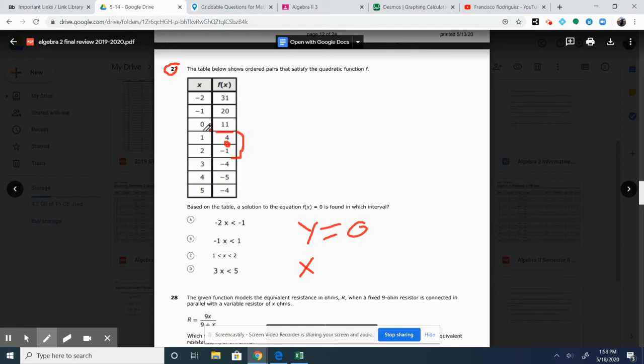So if you look at their corresponding x values, that means that 0 is going to be somewhere between 1 and 2. So therefore, our x value has to be greater than 1, but cannot be greater than 2. So our answer would be C.